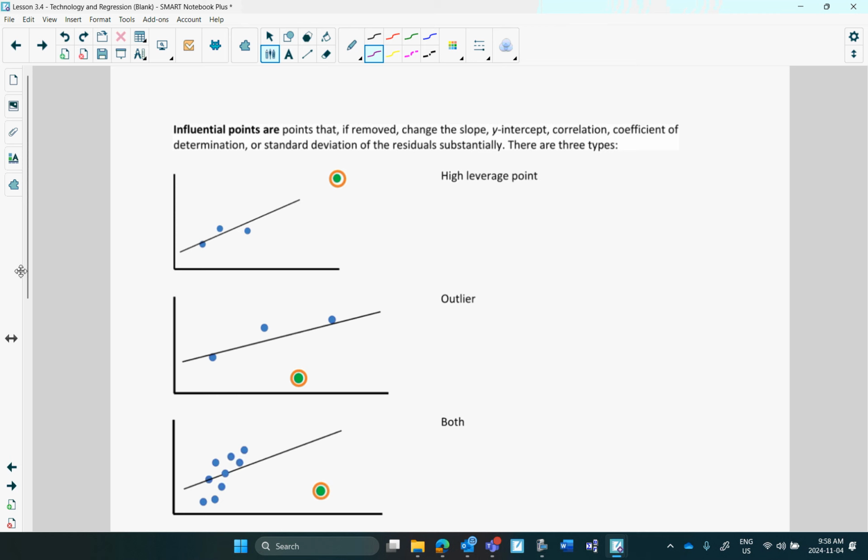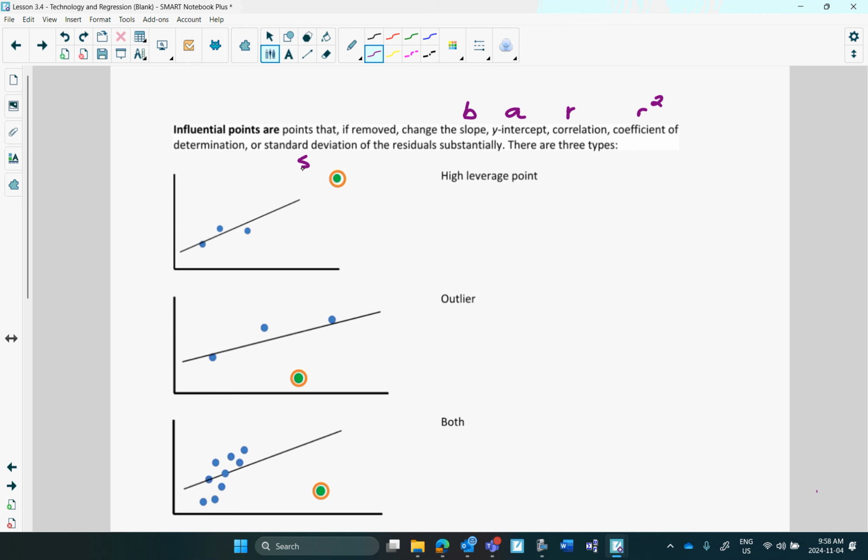So let me just put these in here. The slope, which we call B, the y-intercept, which we call A, the correlation, which we called R, the coefficient of determination, which we called R squared, the standard deviation of the residuals, which we called S. Some, if not all of them, will be impacted if these influential points are removed.